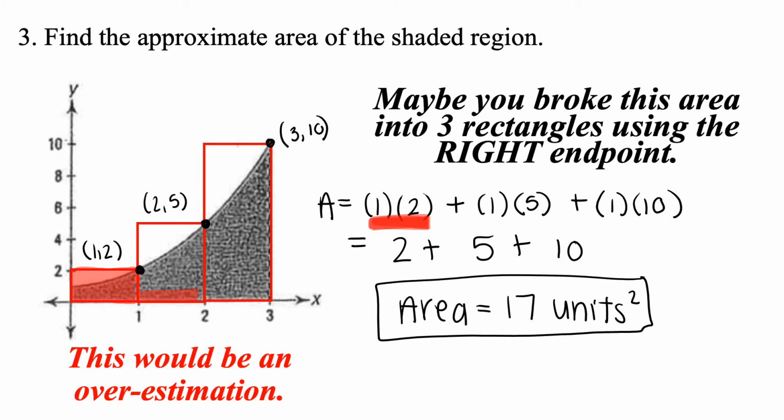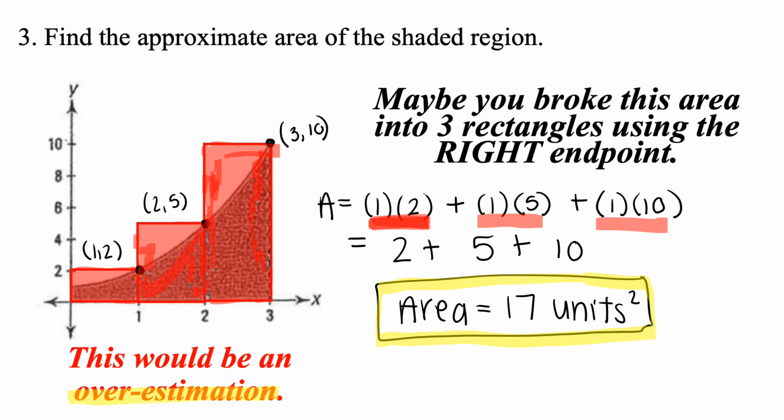Your second rectangle, your width is still 1, but this time it goes all the way up to 5. So that would be your 1 times 5. And then your third rectangle, whoops, my computer's a little laggy. Your width is still that 1, but this time it goes all the way up to that point 10. That would be your 1 times 10. And when you add all of those up, you get your area as 17 units squared. Now, obviously, looking at the red shaded part versus what was originally shaded, we would call this an overestimation.